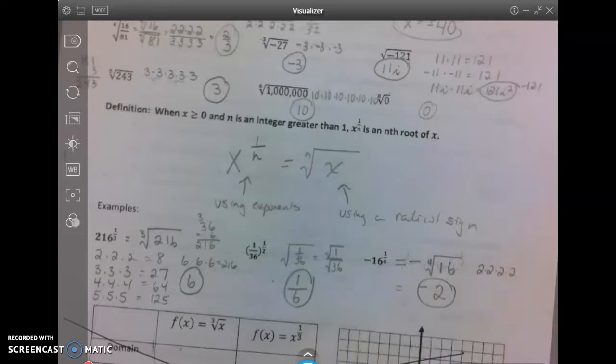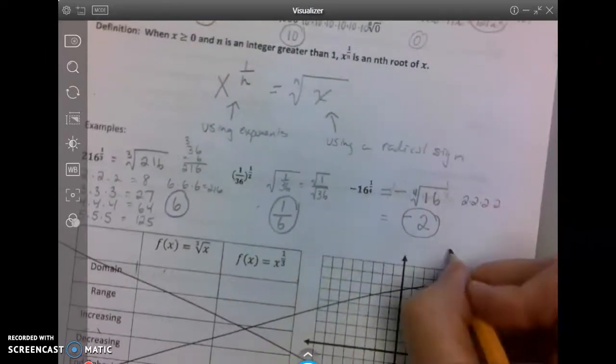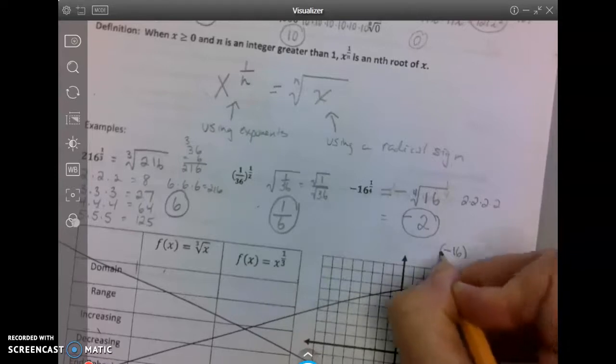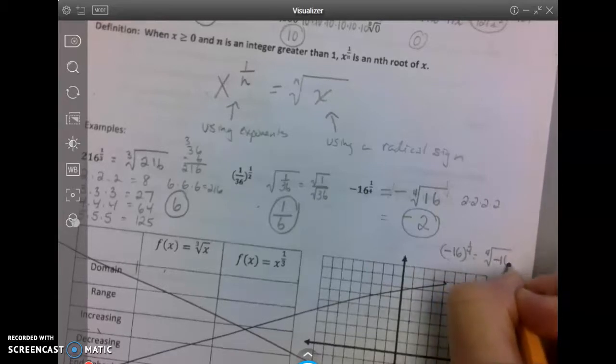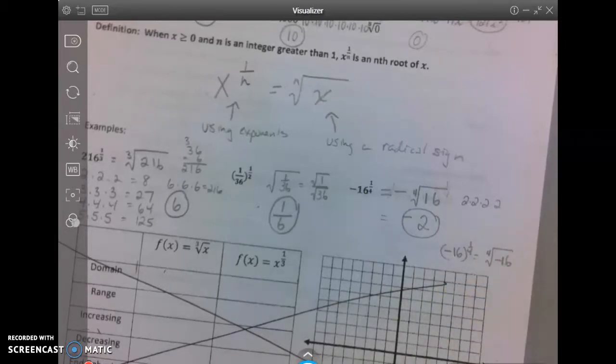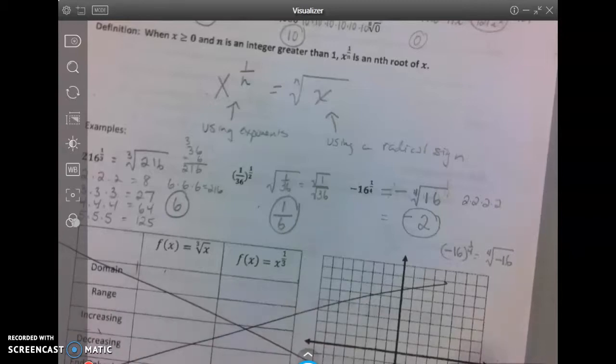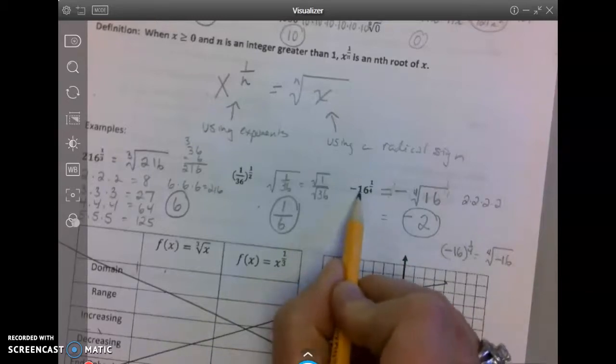So that's my answer. Now, if the problem had been negative 16 to the 1/4, that would be asking for the 4th root of negative 16. And that would not have a real solution. Okay? All right, so that's how that would be written. But this is the problem that we had here.